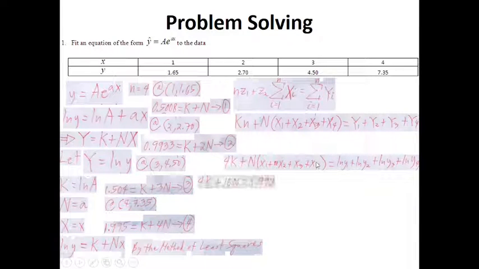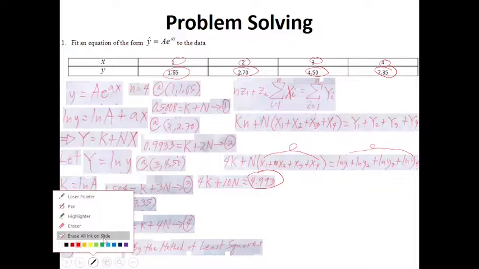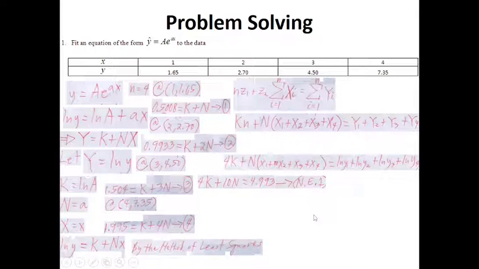And then, this will now be the obtained equation. 4k plus this, the sum of x sub 1 up to x sub 4. 1 plus 2 plus 3 plus 4 gives us 10. And then ln y1 up to ln y4, ln 1.65 plus ln 2.70 plus ln 4.50 plus ln 7.35 will give us 4.993. So that is the first normal equation.